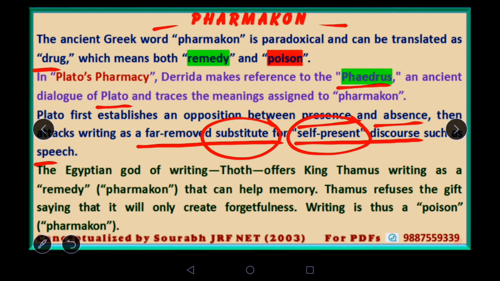The Egyptian god of writing offers King Thamus writing as a remedy that can help memory. Look at this. This example is given by Plato. This god of writing offers to Thamus this particular remedy. But Thamus refuses the gift, saying it will only create forgetfulness. Writing is thus a poison. Now both senses are equally applicable in this context. It can be taken either as remedy or in its totally opposite sense as a poison.